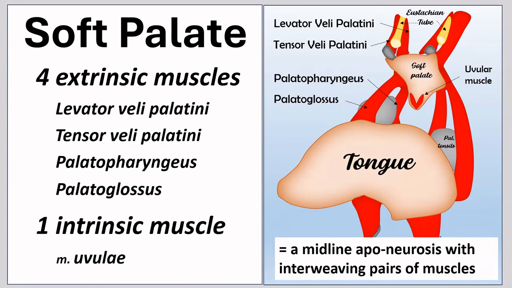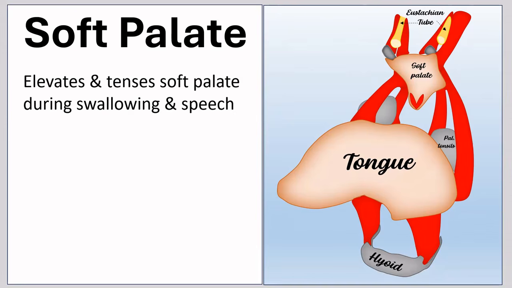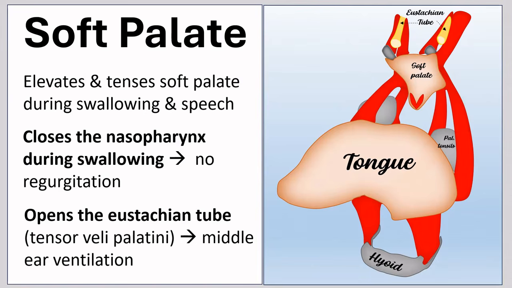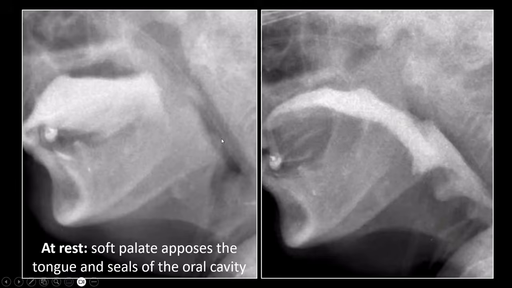Okay, what is the function? So this we already said. The soft palate is basically a midline aponeurosis with interweaving pairs of muscles. So what is the function of the muscles in the soft palate? They elevate and tense the soft palate during swallowing and speech, and this closes the nasopharynx during swallowing. So there is no regurgitation of fluid or food from the oral cavity into the nasal cavity. And when we do that, we simultaneously open the Eustachian tube and the middle ears get ventilated.